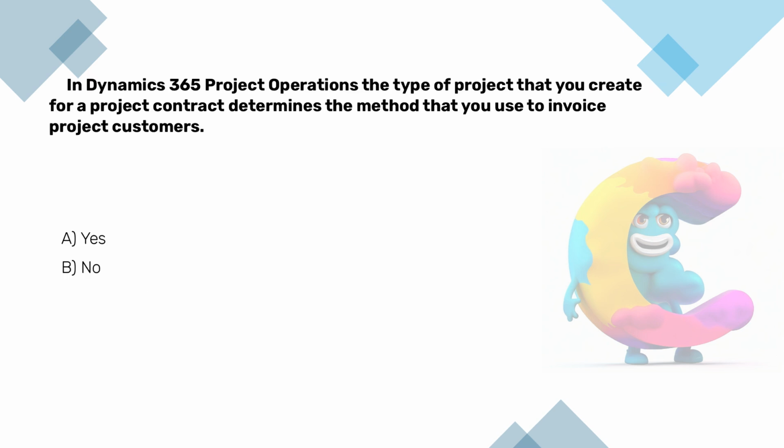In Dynamics 365 Project Operations, the type of project that you create for a project contract determines the method that you use to. Is it true?